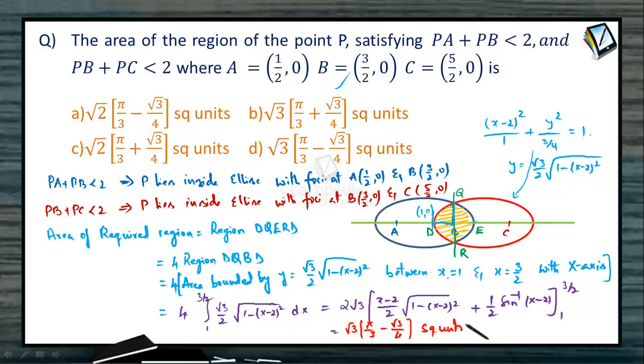So which option is it satisfying? Option D, which says the area is root 3 times pi by 3 minus root 3 by 4 square units. The whole problem is easy once we identify the equation of the required ellipse and the geometrically bounded region by the points.